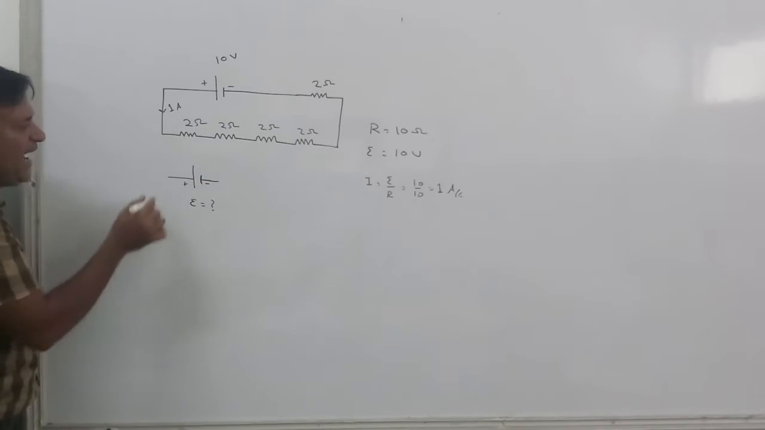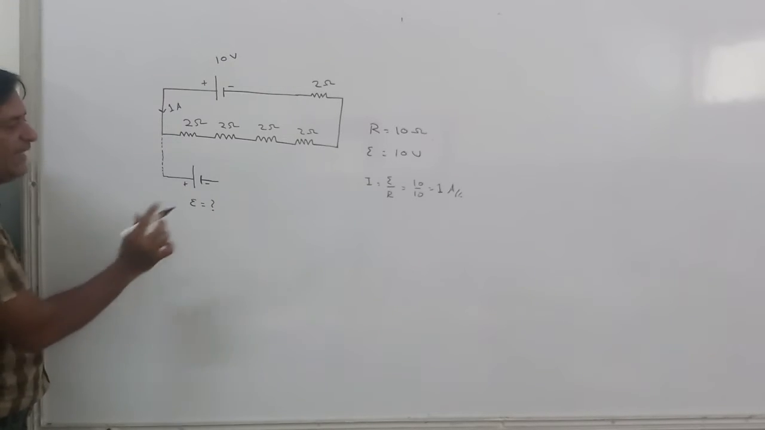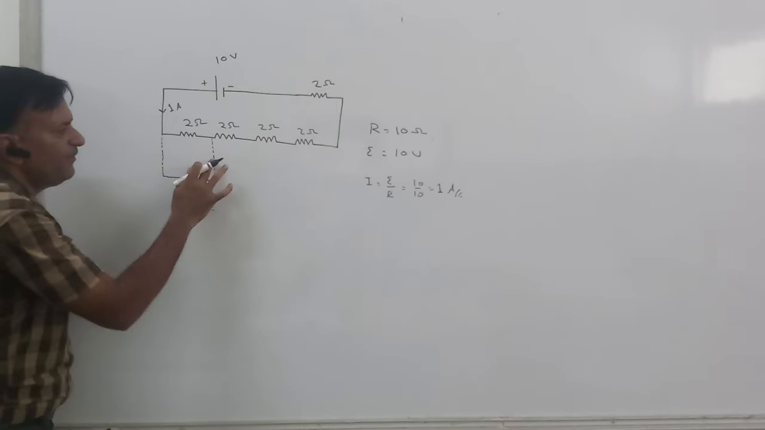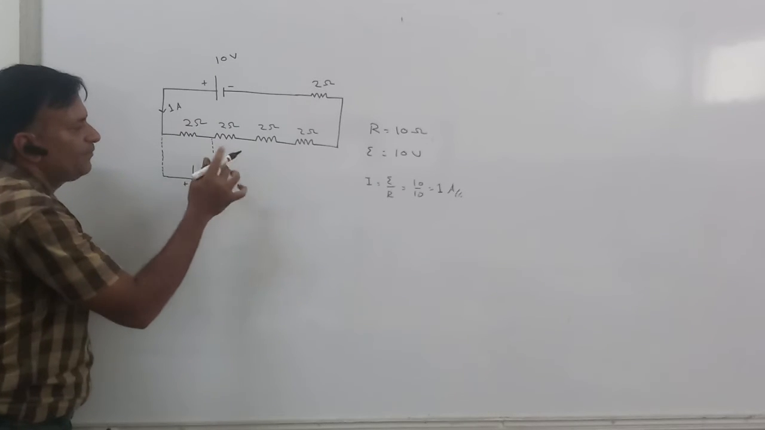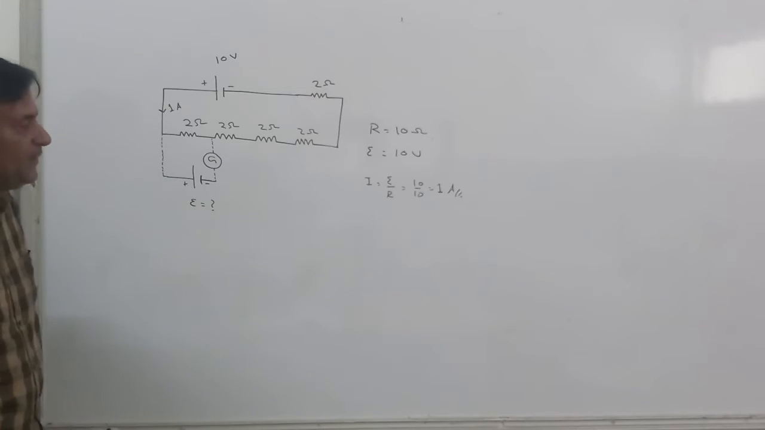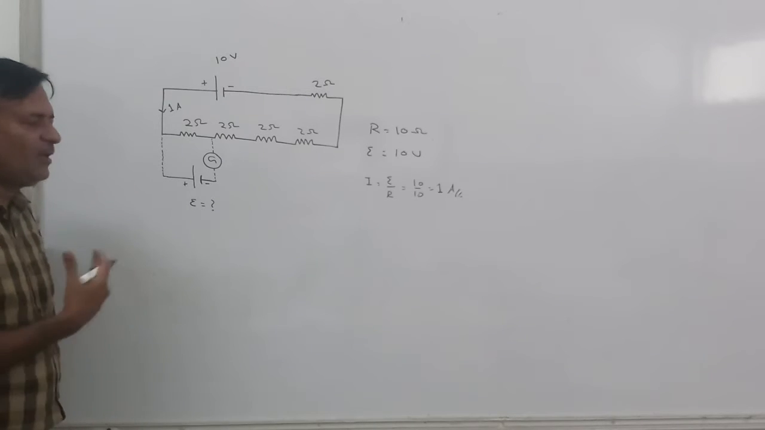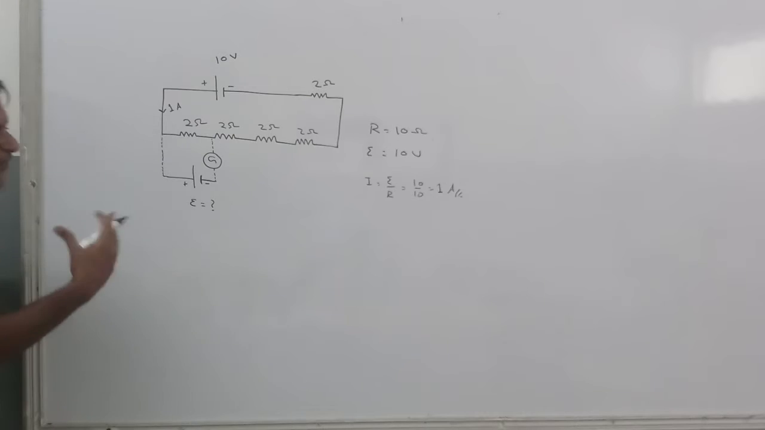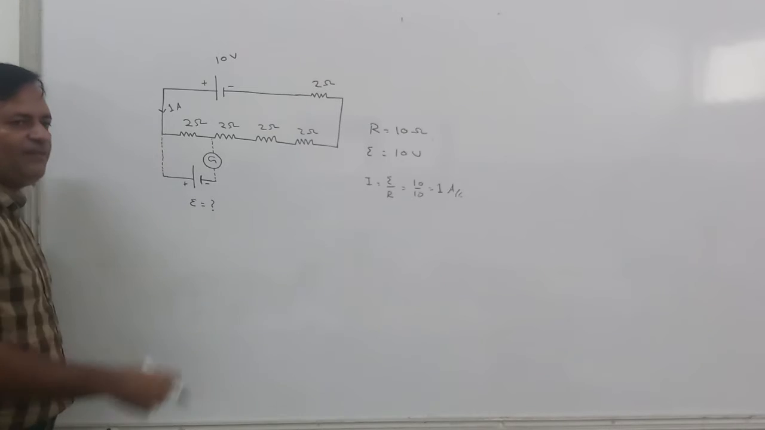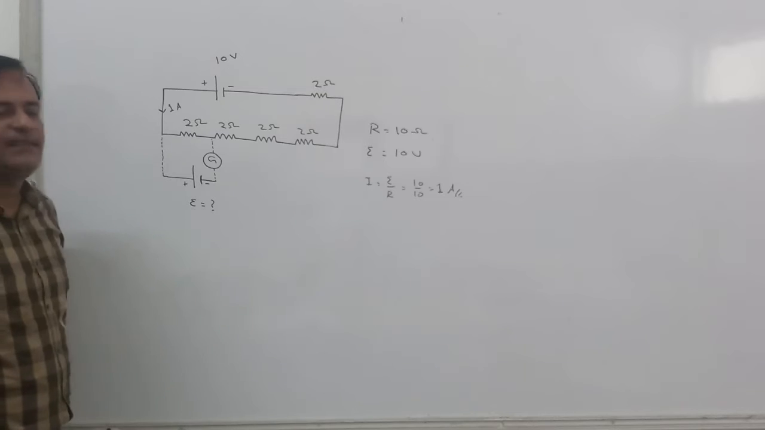See, if I connect the positive terminal to this point, negative terminal to this point, and in between I put a galvanometer. Now what is a galvanometer? It is basically a device which tells whether current is flowing or not flowing. If the current is flowing, this will show you a small deflection, and if current is not flowing, the needle will simply be at rest.